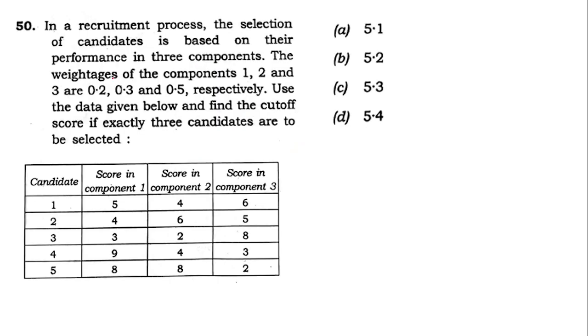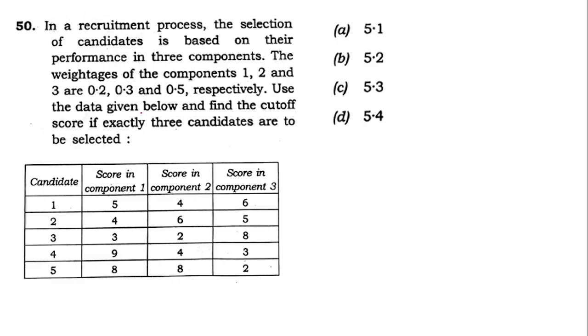50. It's a mix of logical as well as slightly aptitude. But yeah, quite easy question. We can do it. In a recruitment process, the selection of candidates is based on their performance in three components. The weightage of the components 1, 2, and 3 are 0.2, 0.3, 0.5 respectively. Use the data given below and find the cutoff score if exactly 3 candidates are to be selected.